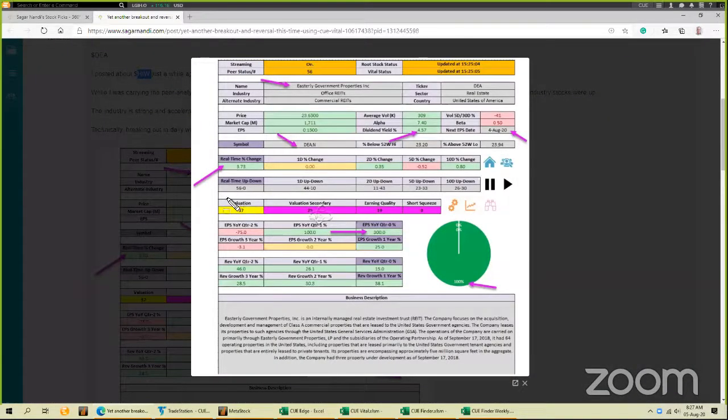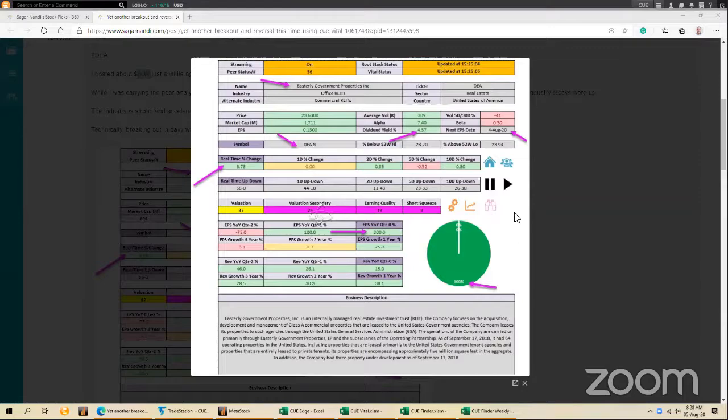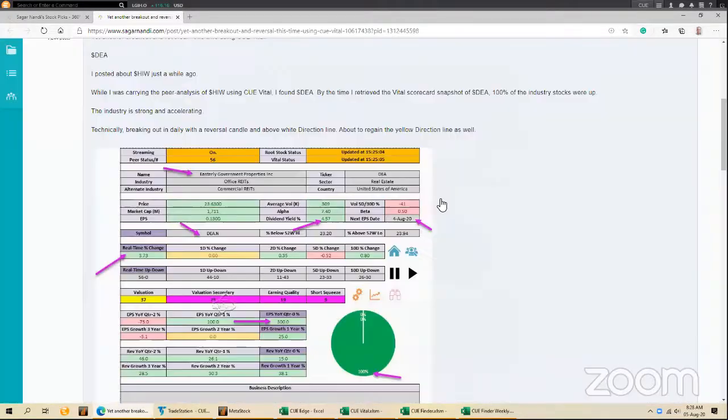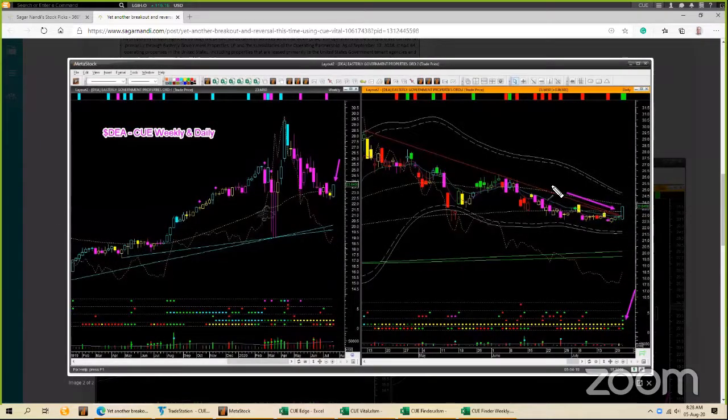Here it was not undervalued. The valuation was medium, but it had positive and accelerating earnings growth. The stock went up on that day, had a nice dividend, 4.5%. And right on that day, 100% of the 58 peer stocks were up. So it was very strong. The industry was very strong. It gave a very nice breakout setup again.